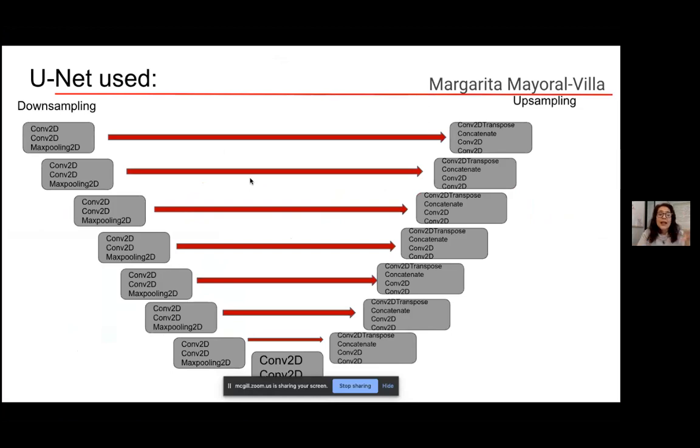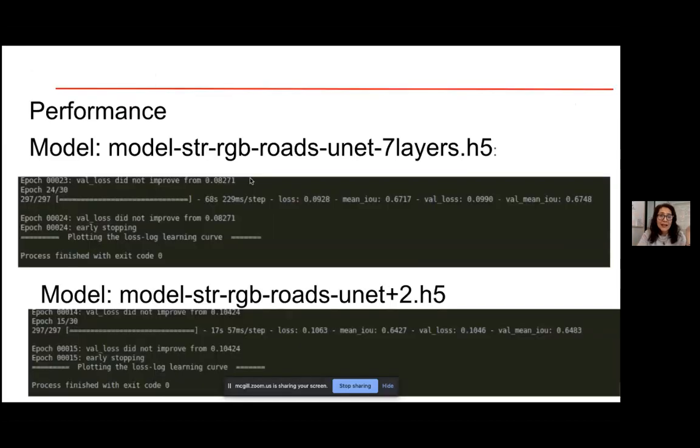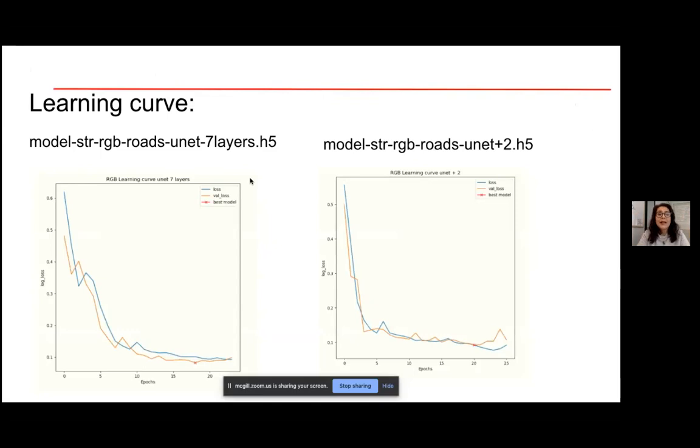To do this, I used an algorithm called UNet that uses different convolutional neural networks with max pooling and then concatenation to reproduce the same image, but detecting the things that we found in the scene. So this is the learning curve. It shows how the machine is learning, and if we are happy with the results, then we just keep the model.